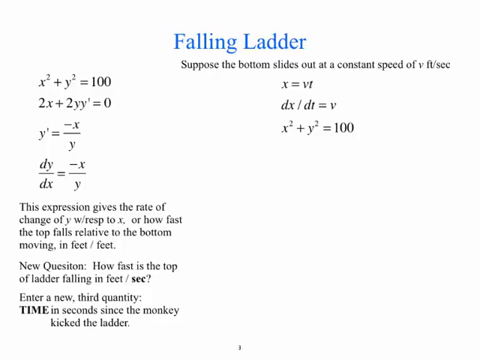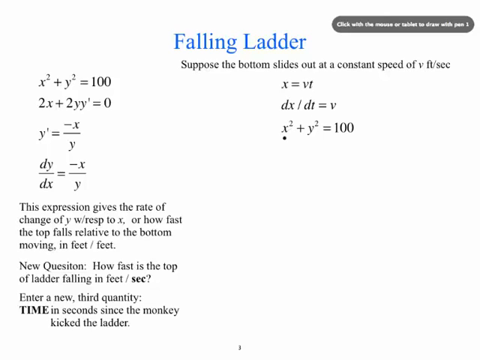Okay, so we've got our equation that still holds true, but now if we want to know how fast the top of the ladder is moving with respect to time, we're going to take the derivative not with respect to x like we've done every time, but with respect to t. That means x is a function of t, so we're going to have chain rule there. And y is a function of t, so we're going to have chain rule there. Every time we take a derivative, it's going to be chain rule.